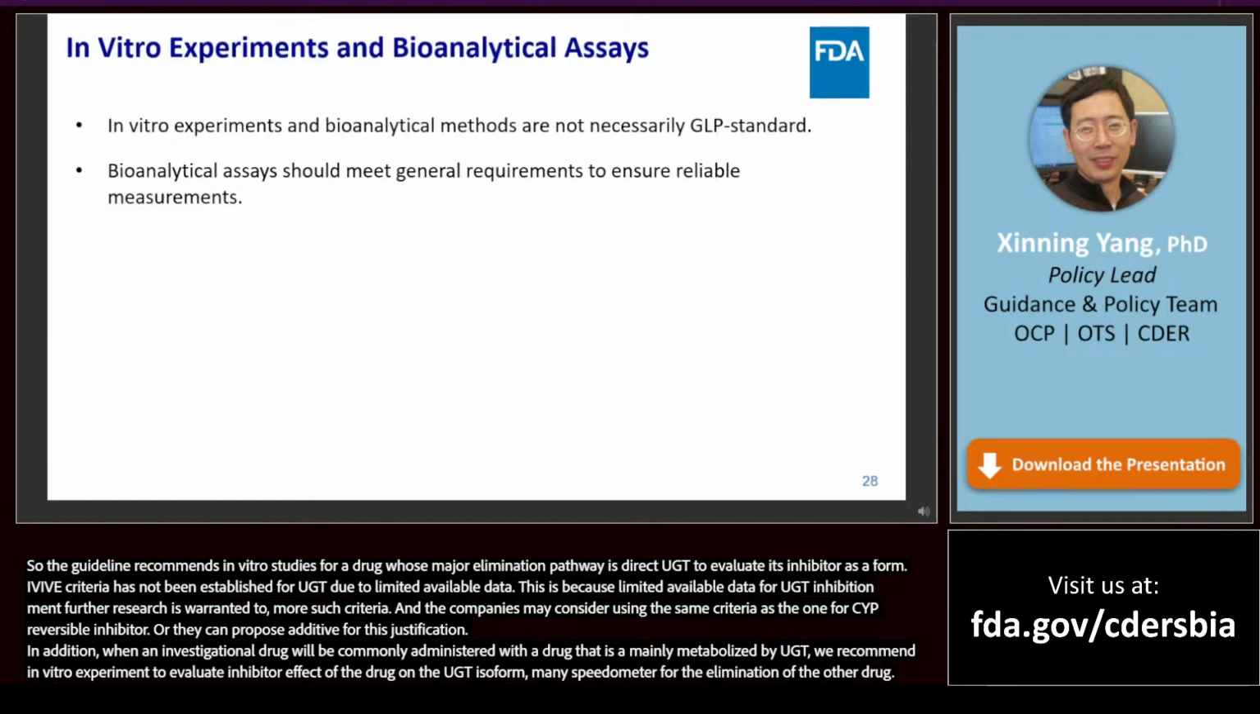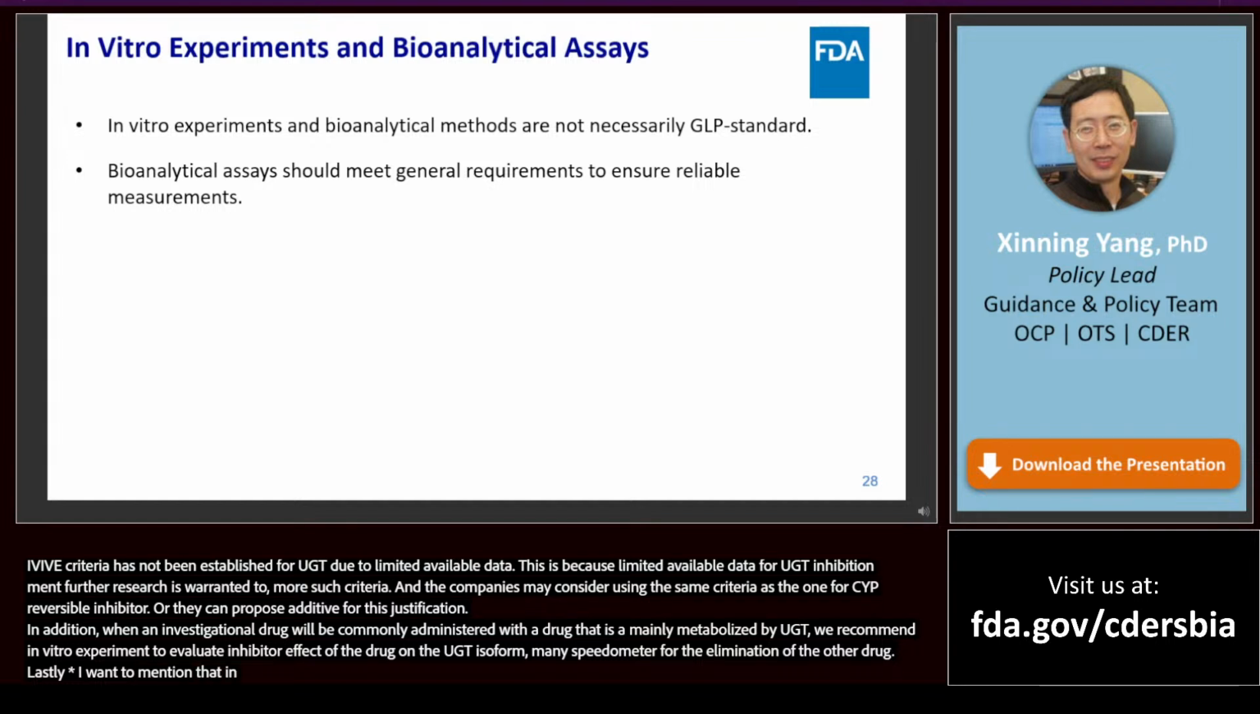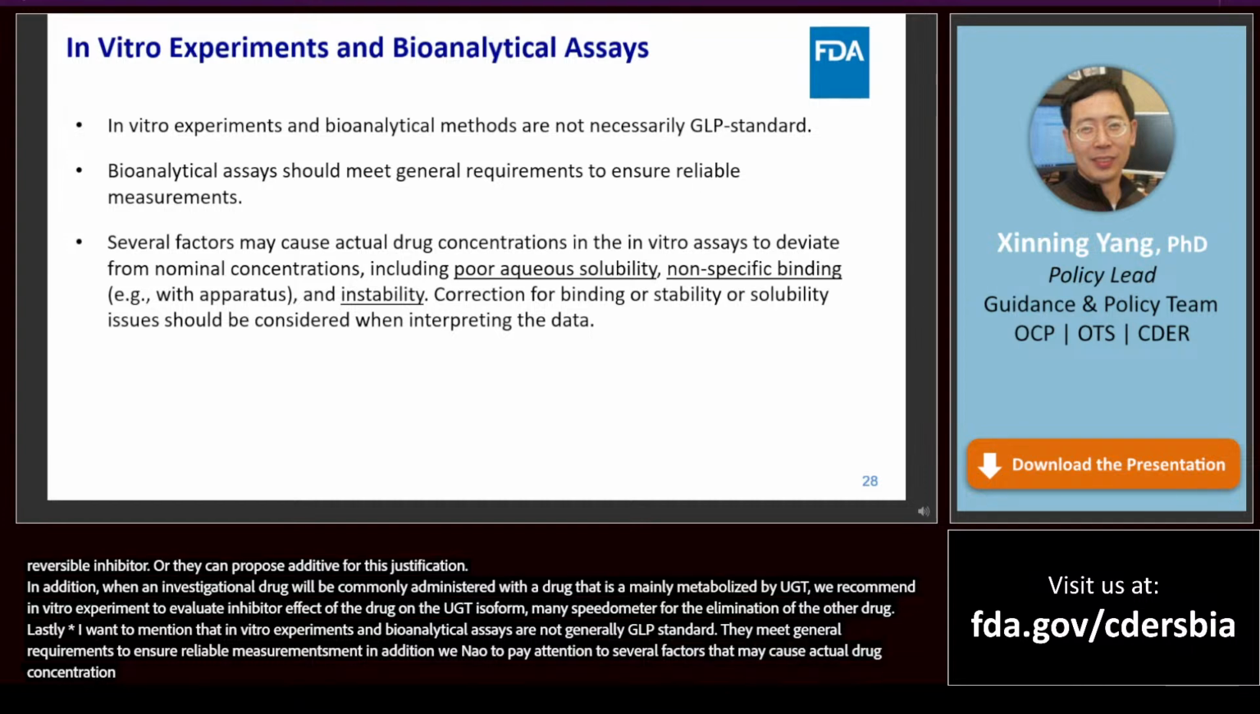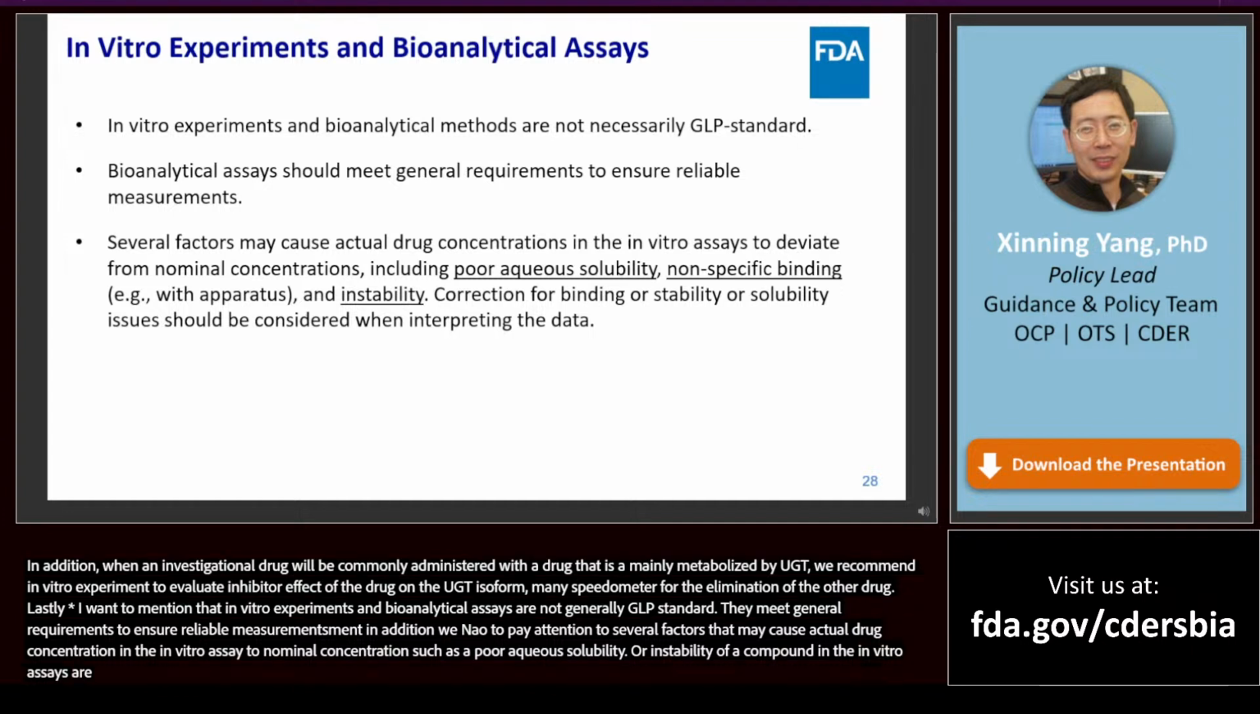Lastly, I want to mention that in vitro experiments and bioanalytical methods are not necessarily GLP standard, but bioanalytical assays should meet some general requirements to ensure reliable measurements. And in addition, we need to pay attention to several factors that can cause a significant difference between actual drug concentration in the in vitro assay and nominal concentration, such as poor aqueous solubility of a drug causing precipitation, or instability of a compound in the in vitro assays, or non-specific binding of the drug, for example, with the well of the plate or tubes.